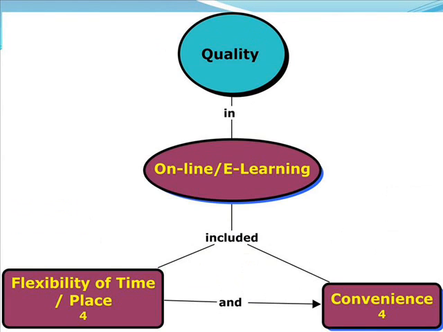Lastly, 2 other elements were identified as being related to quality online and/or e-learning. 1 study found that quality online learning was linked to flexibility and convenience. Flexibility of time and place meant that students could participate in their course anytime, anywhere.